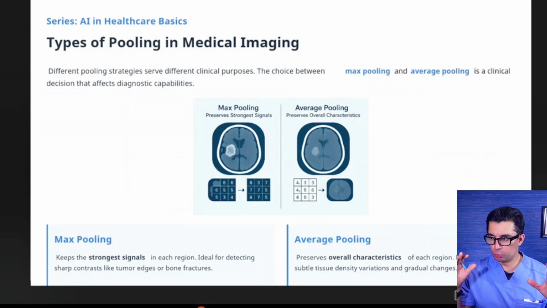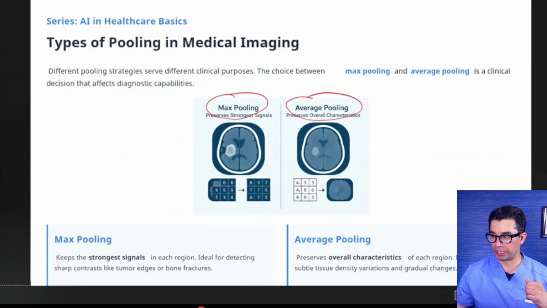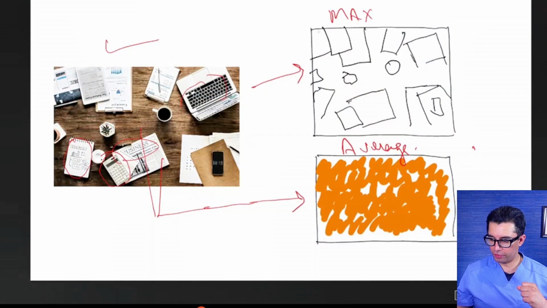Now, as we discussed, there are two main types of pooling: max pooling and average pooling. In max pooling, the computer, your AI, picks up the highest value within that window and uses that as a summary. Like I showed in my hand drawing, as you saw over here, this was max pooling. This is like focusing on the strongest signal or the most prominent features. For example, in a CAT scan, max pooling might pick up the sharp contrast of a tumor, and basically discard the less significant variations that may be around it.